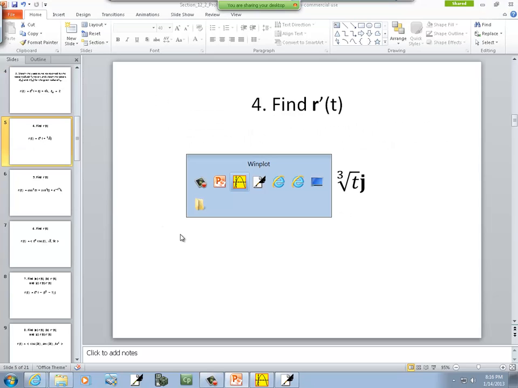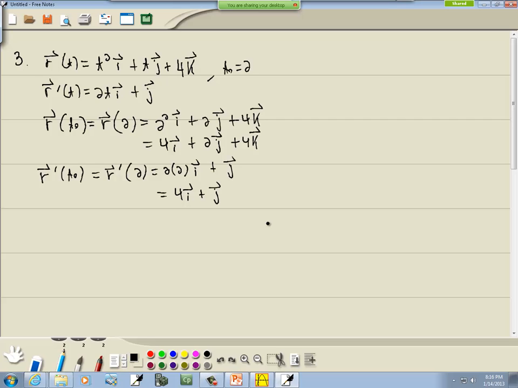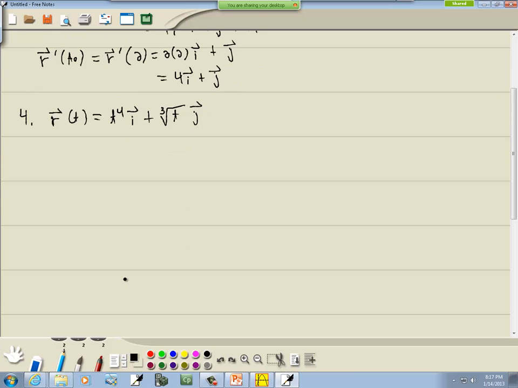Okay, let's look at number 4. We got r of t equals t to the 4th i plus cube root of t j. Well, we need to rewrite that radical in fractional power form, rational exponents. So we got t to the 4th i plus t to the 1/3 j.